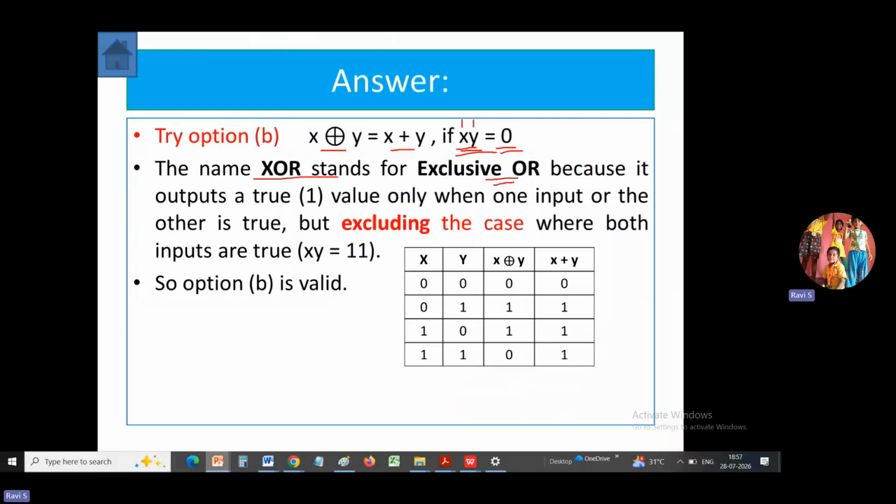Again, this has come from a reason that if you compare the OR operation and XOR operation, only for a specific combination, 1-1, the OR gate produces logic 1 and the XOR gate produces logic 0. So except this 1-1 combination, all other combinations produce the same results. So as per the given definition, only when x and y are both 1, if the device produces 0 output, then we can say that the OR gate is equivalent to the XOR gate. So option B is also a valid one.